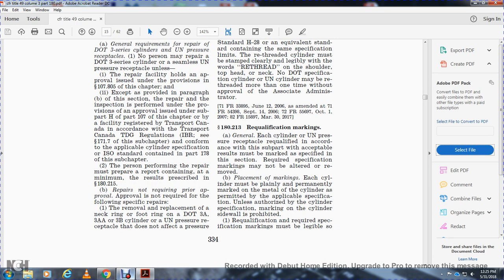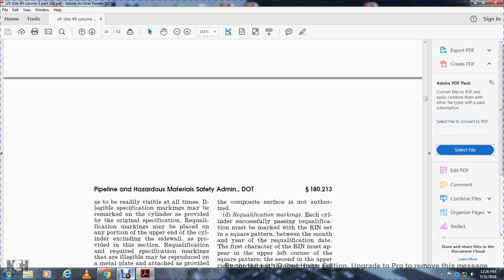182.13 Requalification marks. Generally, each cylinder or UN pressure receptacle requalified in accordance with the subpart, with an acceptable result, must be marked as specified in the section. The required specification mark must not be altered. With the removal or replacement of the marking, each cylinder must be plainly and permanently marked on the metal of the cylinder with the applicable specification. Requalification and specification markings must be legible so that they are readily visible at all times.